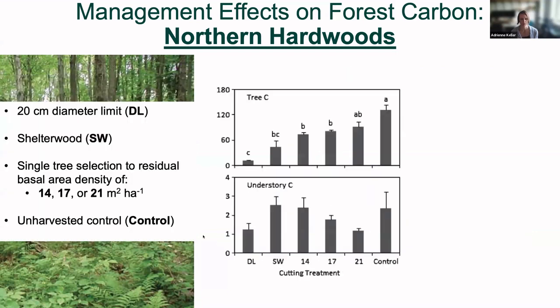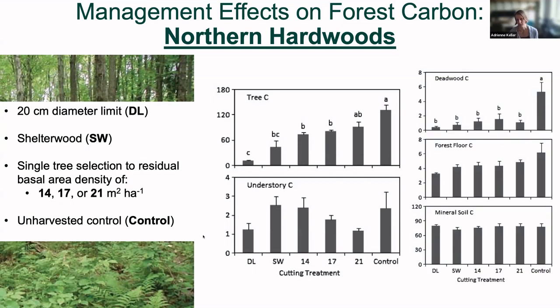And again, these are the different treatments that they had. And here we see, again, our tree carbon. So this is your live above ground carbon pool and your understory carbon. Note that there are differences in terms of the magnitude of the y-axis. We can see that the control on the far right had a lot more carbon in its tree biomass than some of these other treatments. And the letters indicate significant difference. So your C shows a significant difference from anything labeled as B or A.